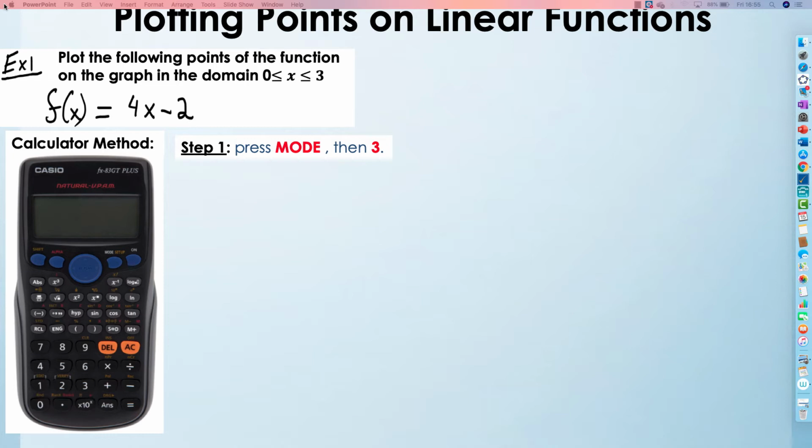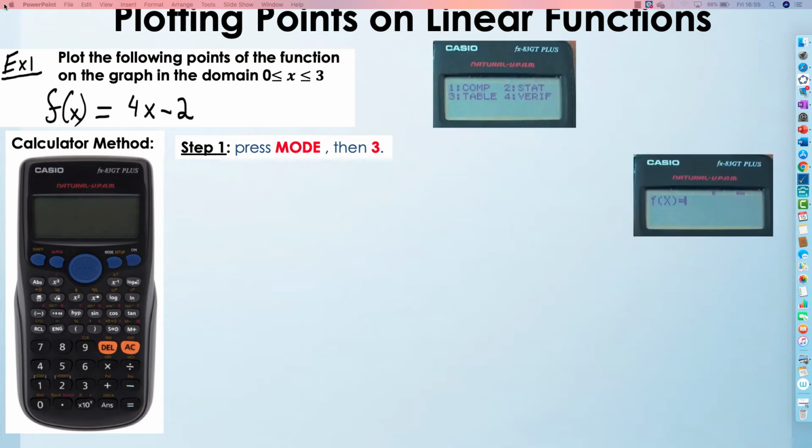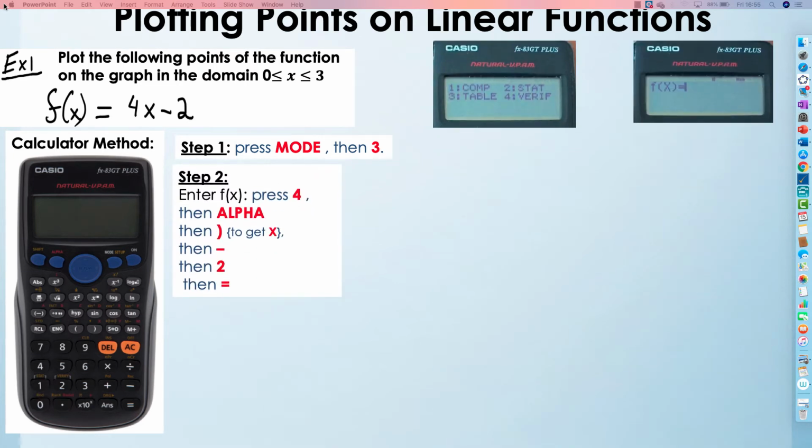You have f(x) in front of you, so we want to put in 4x minus 2. So you hit 4, then press alpha, and you want to hit this. The alpha gives you all the references. X, and then you're going to hit minus 2 and then equals.